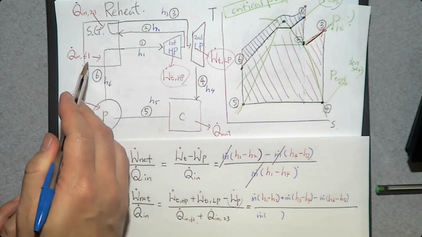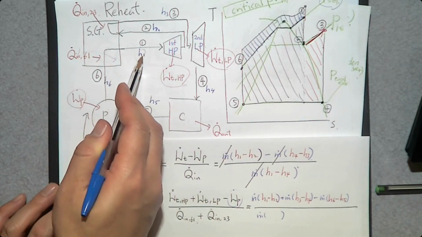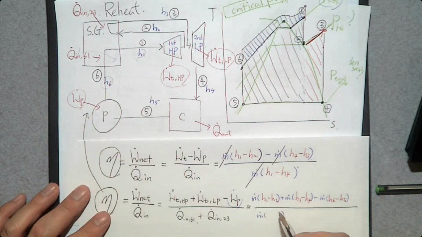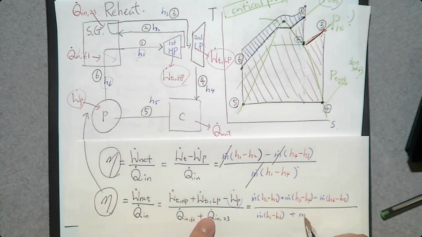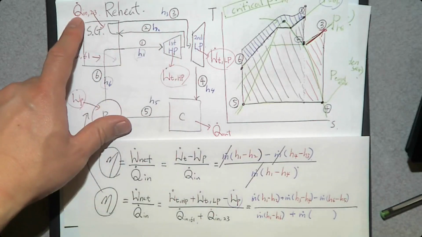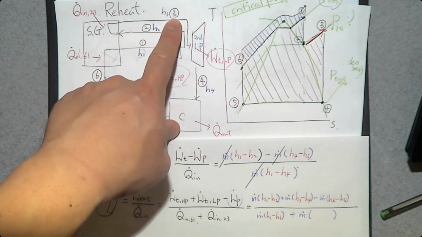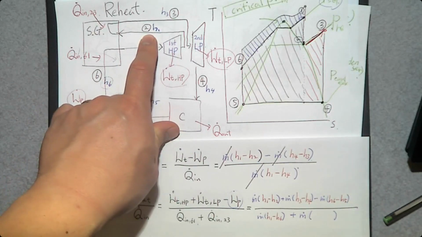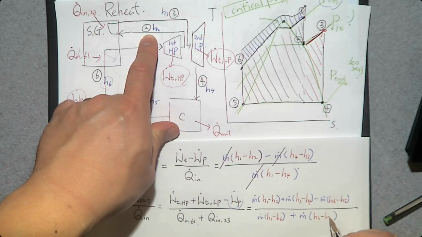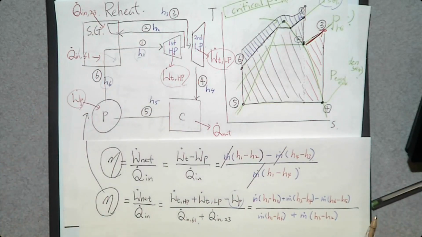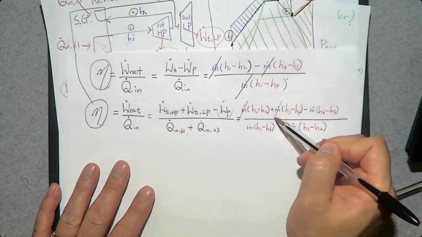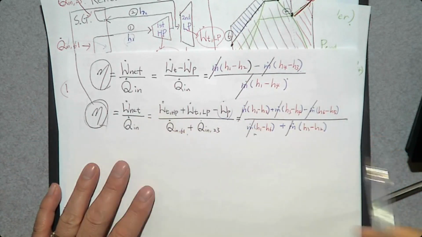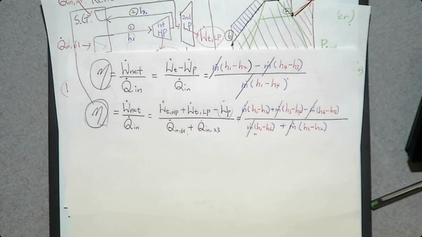Between 6 and 1, Q in is added. So H1 should be greater than H6. So it is H1 minus H6 plus Q dot in between 2 and 3. Between 2 and 3, Q in is added to 2. So 3 should be greater than 2. H3 minus H2. You can remove m dot. That's how you determine the thermal efficiency of the reheat cycle.